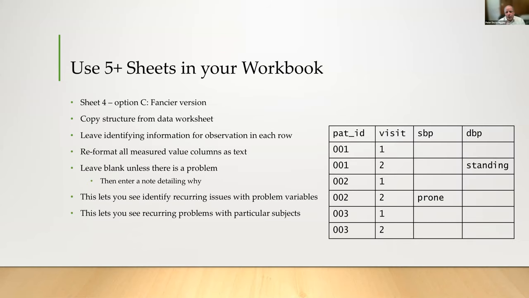A fancier version, and this is sort of the Cadillac, is basically copy your structure from the data worksheet to a new tab, leave the identifying header row, and then reformat all these columns as text. Leave these blank unless there's a problem, and then fill them in if there's a problem, that, oh, the blood pressure was taken standing or prone when it was supposed to be sitting. And this allows you to identify recurring issues with particular variables or recurring problems with particular subjects.